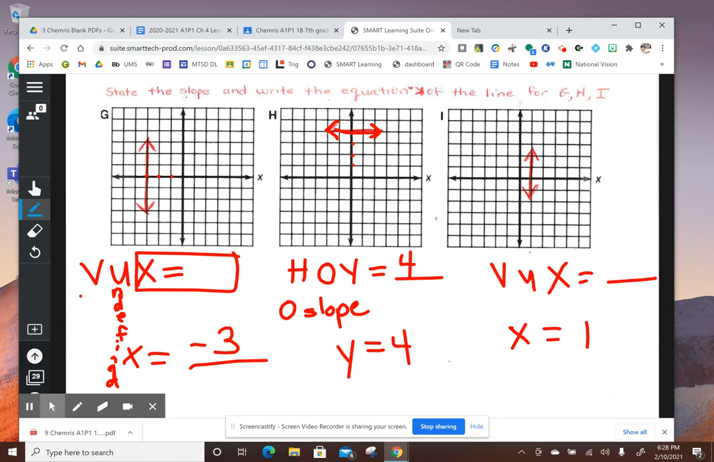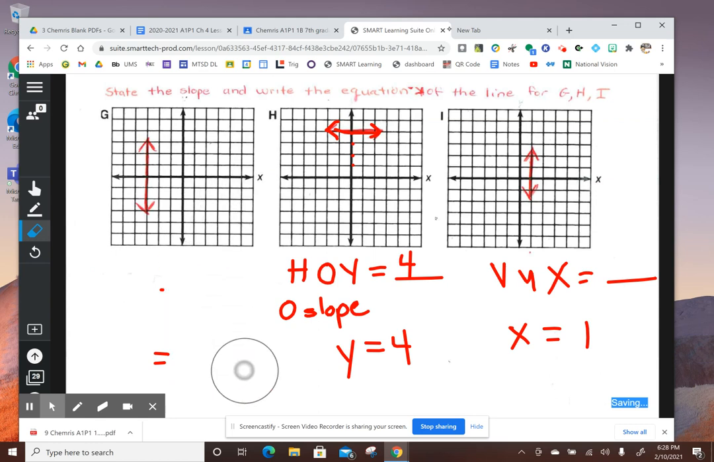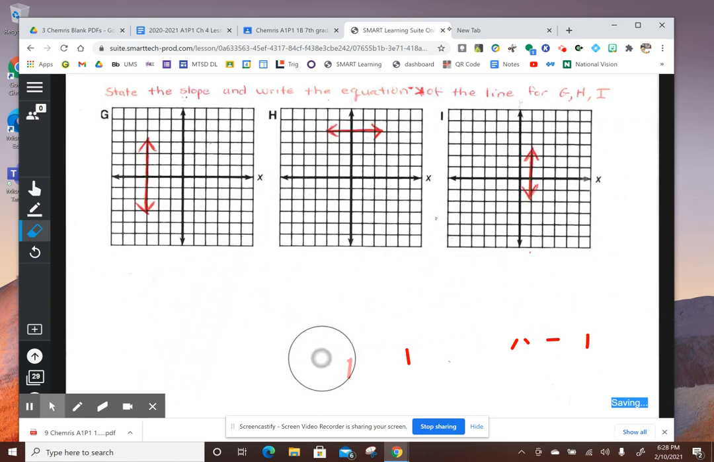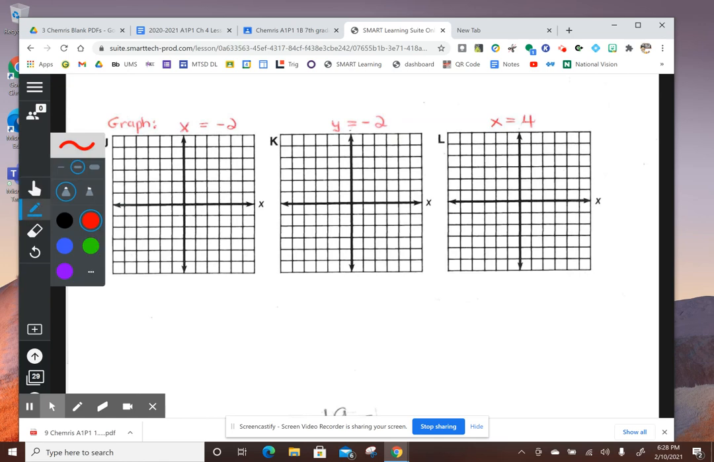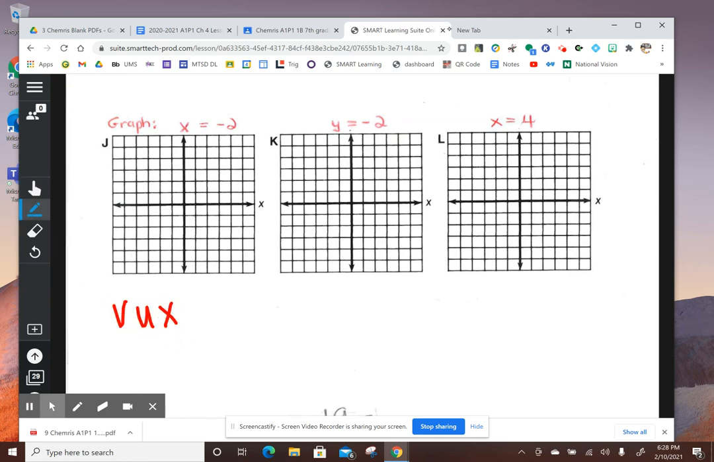Okay. Now, the next group is also special cases, but instead of giving you the graph and asking for the equation, they ask you to graph. So x equals 2, I'm graphing a VUX. So it's going to be vertical. So I find where x is negative 2 and put a vertical line.